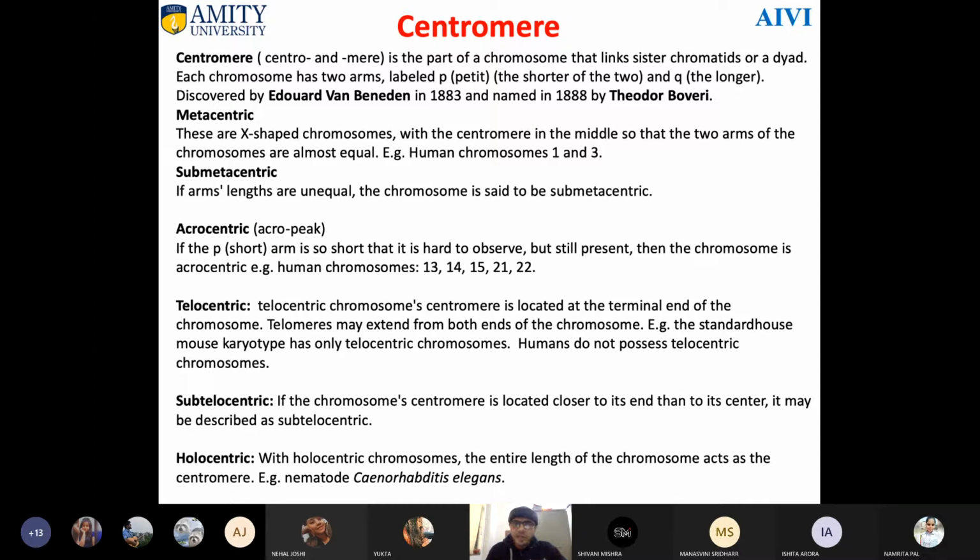Telocentric means at the terminal. Acrocentric means near to the terminus, and the p arm is very short. That occurs in your chromosomes 13, 14, 15, 21, 22. Subtelocentric is where the centromere is located closer to the end but far from the acro. Holocentric means throughout the chromosome the centromere is there. Holocentric occurs in nematodes; we don't have holocentric chromosomes. We have mainly submetacentric or acrocentric types.